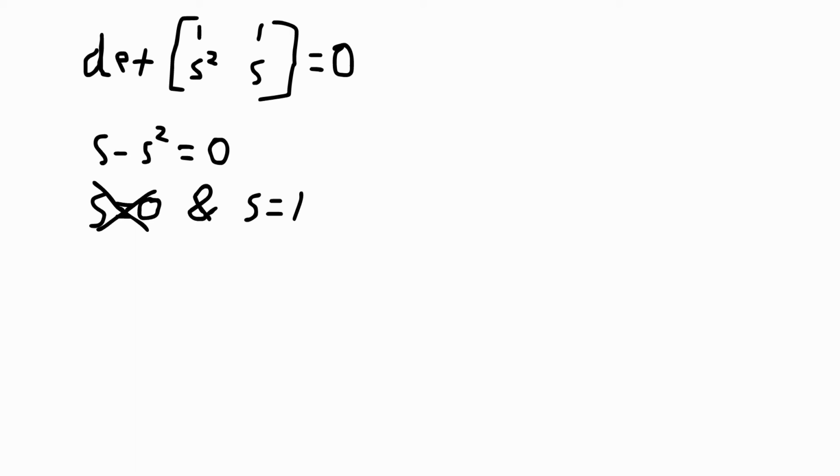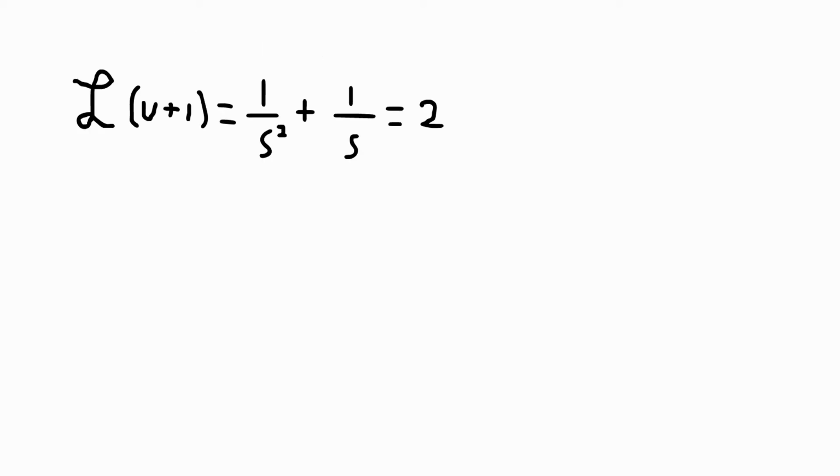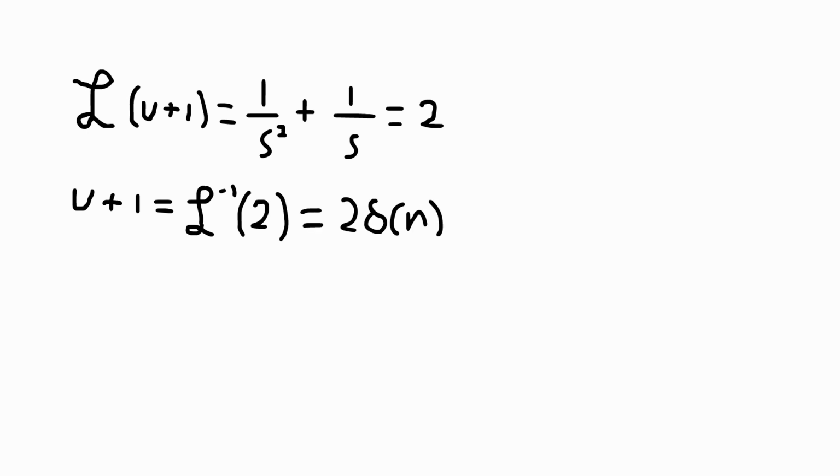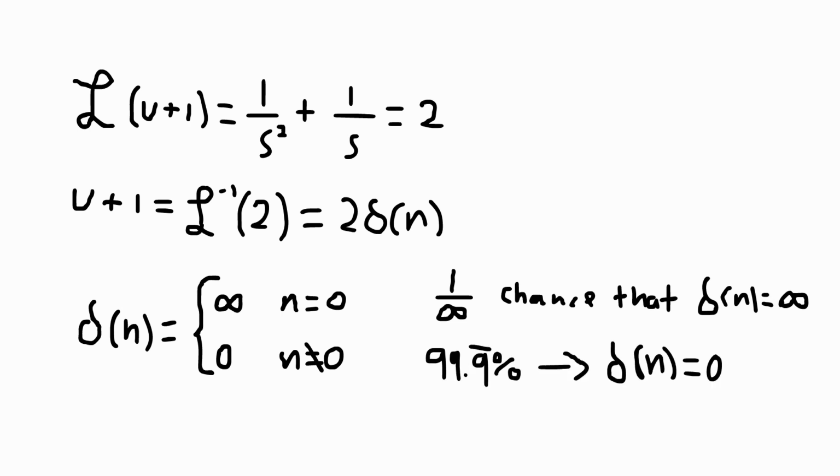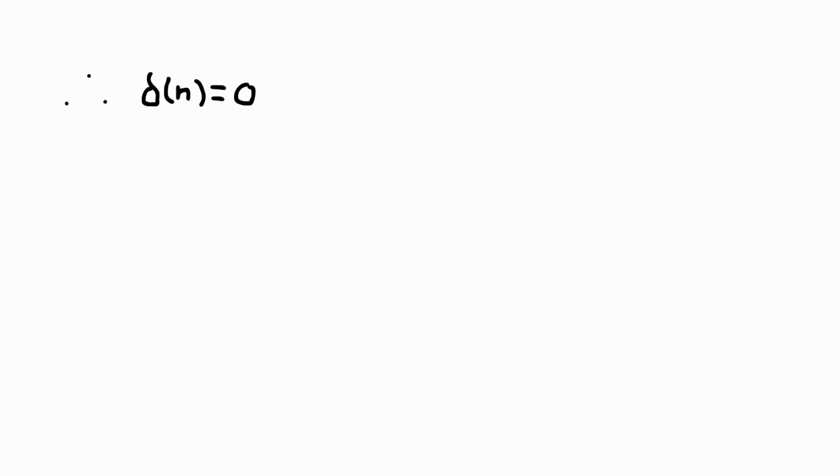Plugging s equals 1 back into the original Laplace transformation, we get the Laplace transformation of u plus 1 is equal to 2. Therefore, u plus 1 equals the inverse Laplace transformation of 2, which is equal to 2 times the delta function. Since delta of n equals 0 for every value of n besides 0, there's a 1 in infinity chance of a random value outputting infinity, and a 99.9% chance of a random value outputting 0. Therefore, we can assume that delta n is equal to 0.